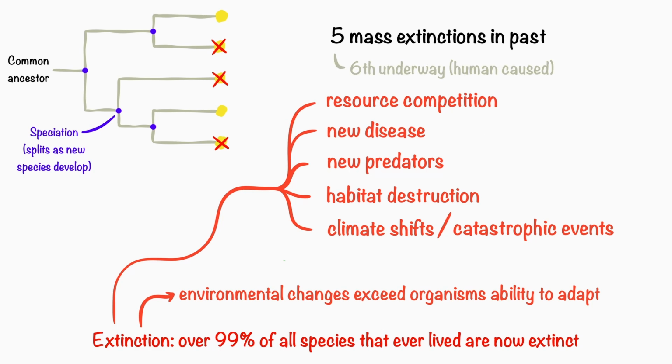Human activities are currently driving what scientists call the sixth mass extinction. Habitat destruction, pollution, overharvesting, and climate change are eliminating species faster than natural background rates. Current extinction rates exceed normal levels by 100 to 1,000 times.